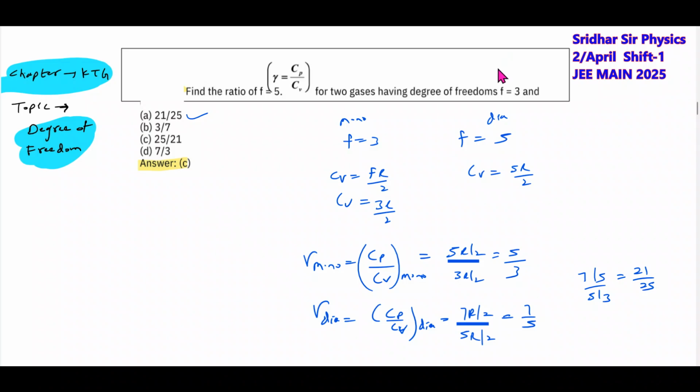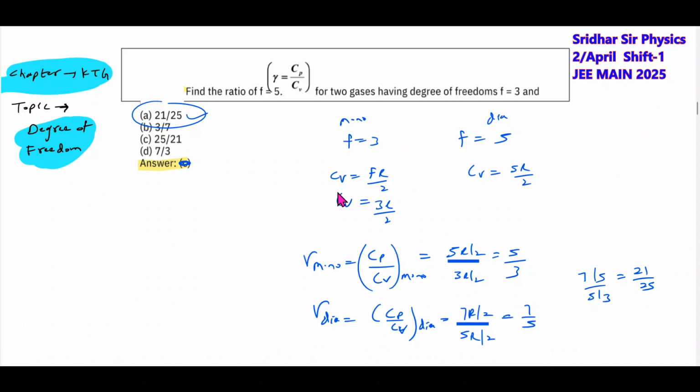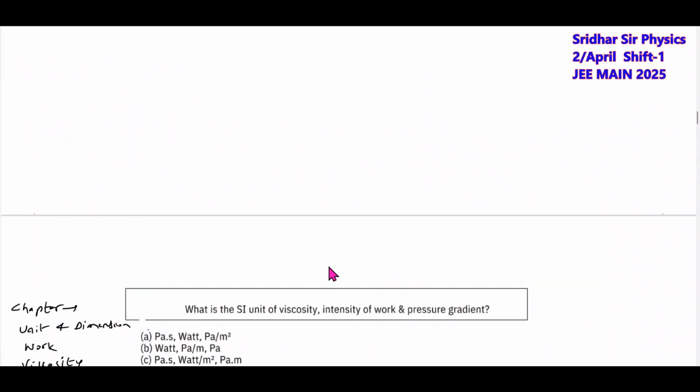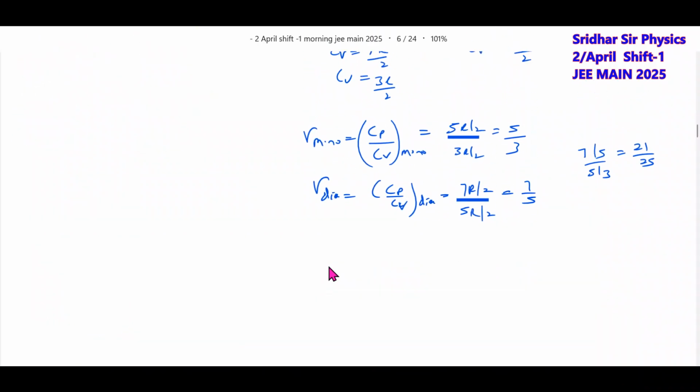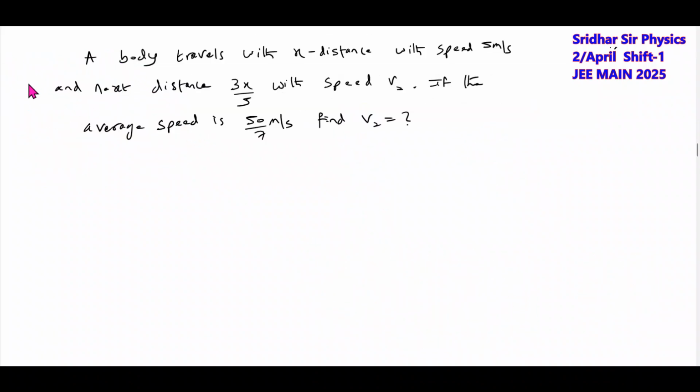Okay, this will be our option. How the question was given, based on that the answer will come. Okay, I think I completed. Okay, let me check other questions. This question is based on kinematics 1D, uniform accelerated motion.